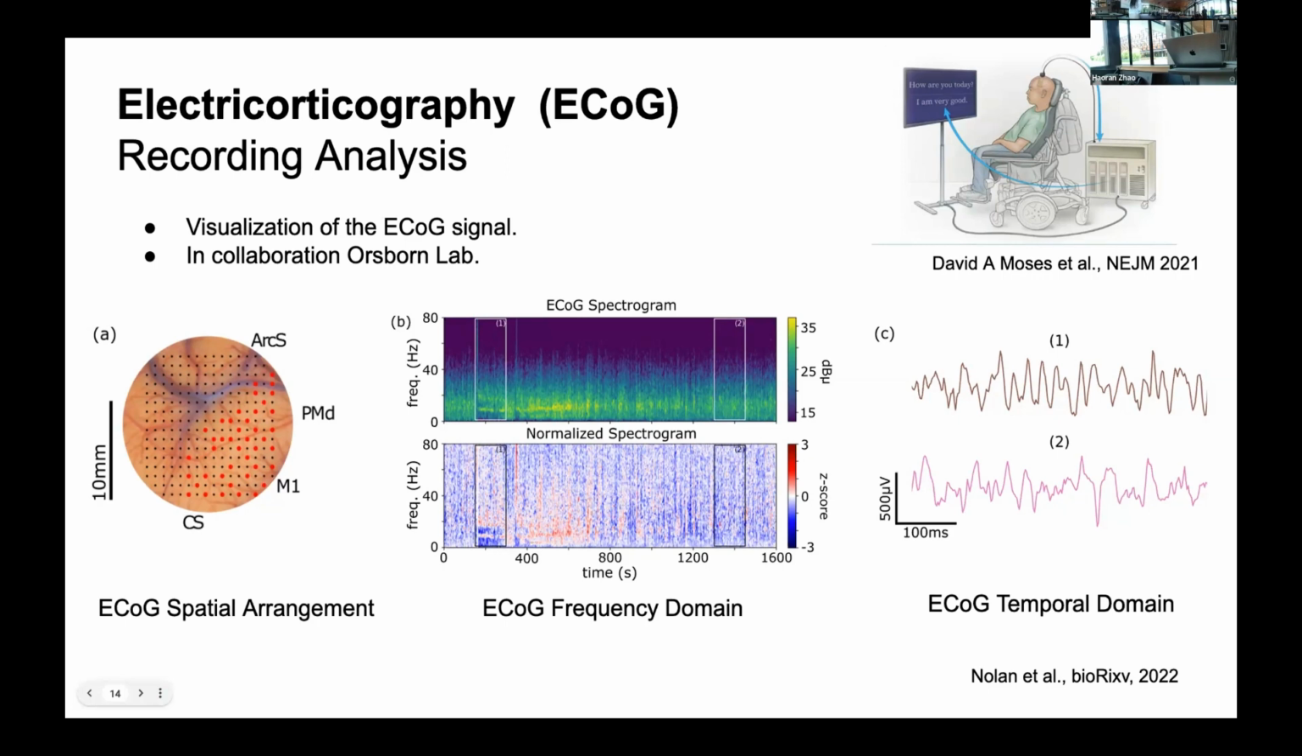Here is a visualization of the ECoG spatial arrangement. Each point here is an electrode, and we can visualize the ECoG signals in the frequency domain and the temporal domain. With this dataset, we're focusing on two parts. The first is whether we can reconstruct the signal and understand it that way, and the other part is the forecasting of the neural signal.